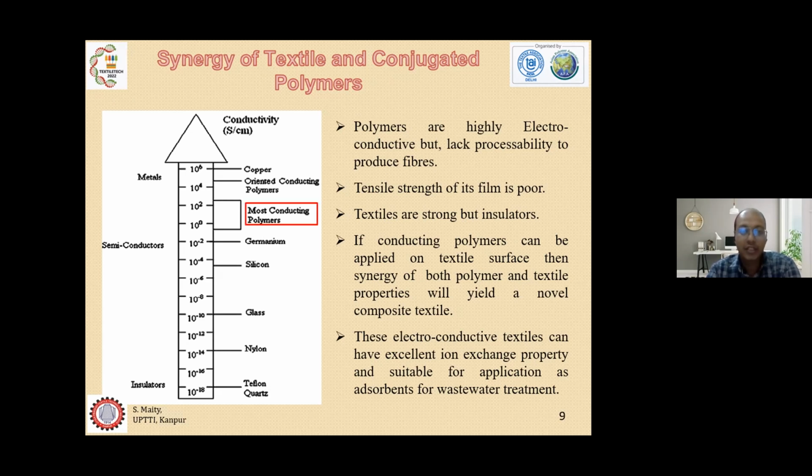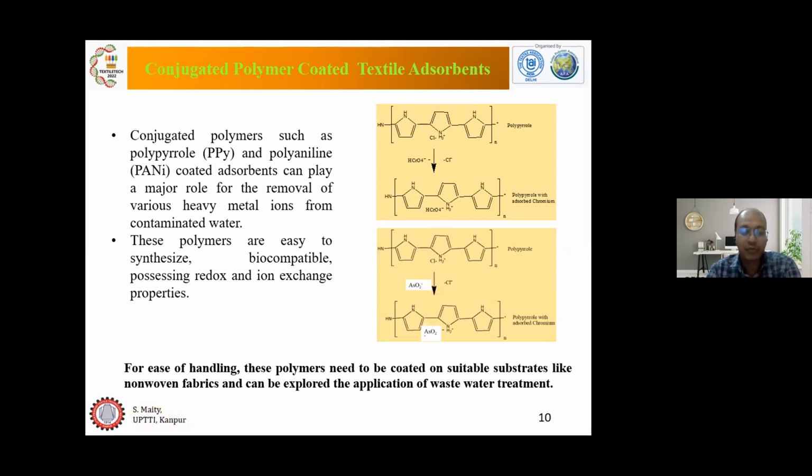In this sense, we have coated conducting polymers. The common conducting polymers are polypyrrole and polyaniline. So we have prepared polypyrrole coated adsorbents. Various textile fibers such as cotton and jute are coated with polypyrrole, as well as some cellulosic materials such as wood sawdust, and they have been tried for heavy metal removal. It has been observed that they can be very potential materials for adsorbing chromium and arsenic from wastewater.